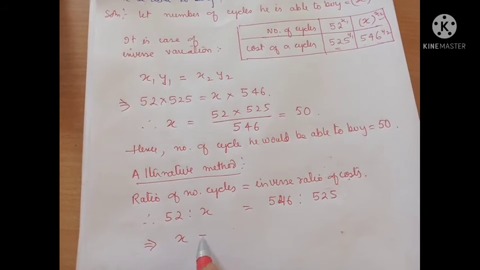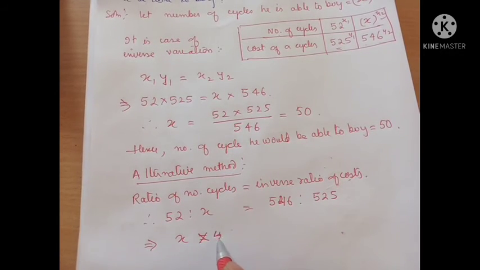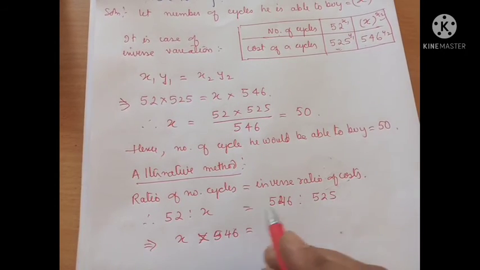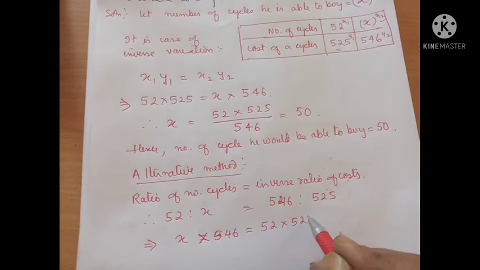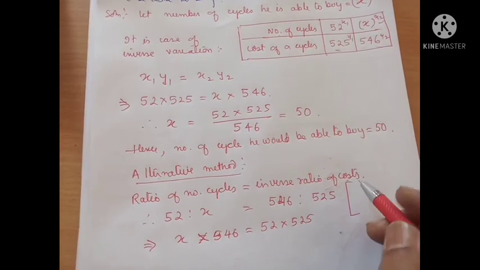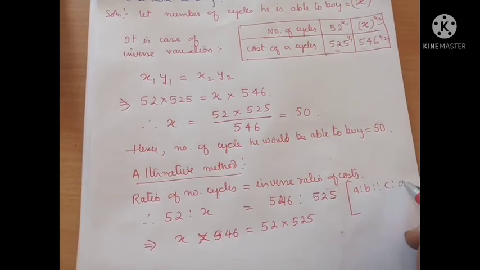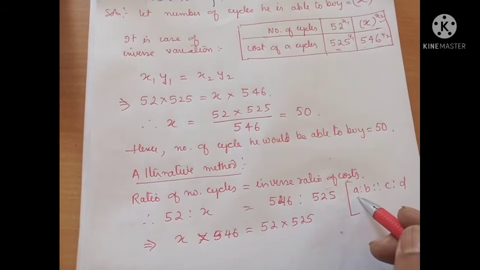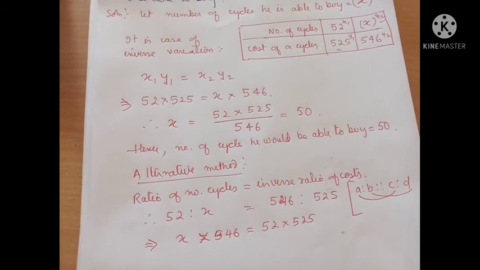Then what will the cost here come to? X equal to, x into 546 on one side and 52 into 525 on the other. Here comes the proportion formula, that is A is to B proportion to C is to D. Here come the extreme and the mean. Understand?